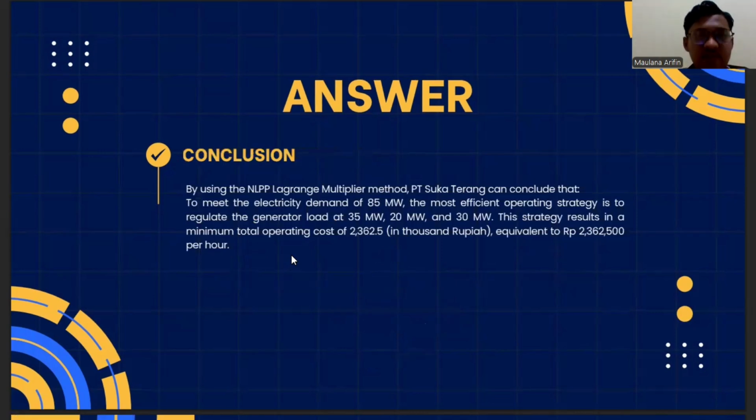The conclusion from the case is that by using the Lagrange multiplier method, PT Sukaterang can conclude that to meet the electricity demand of 85 megawatt, the most efficient operating strategy is to regulate the generator load at 35 megawatt, 20 megawatt, and 30 megawatt. The strategy results in the minimum total operation cost of 2,362,500 rupiah per hour.